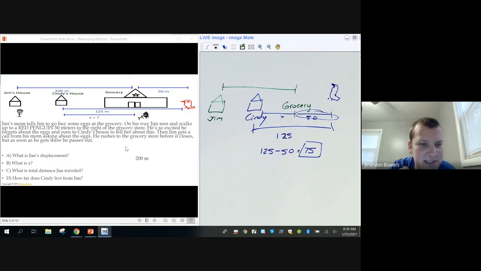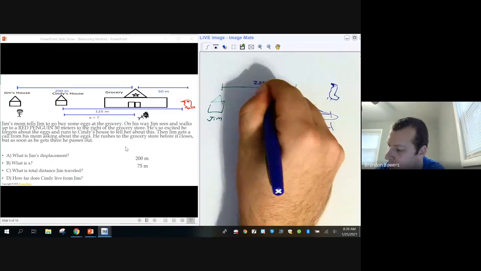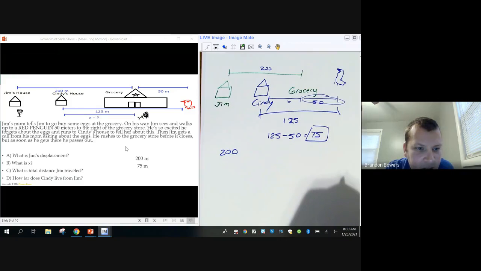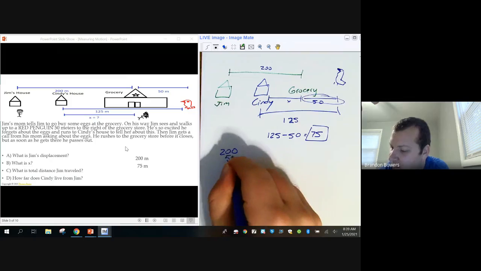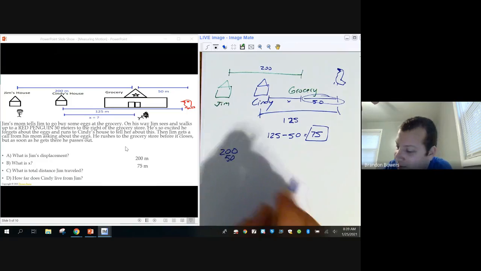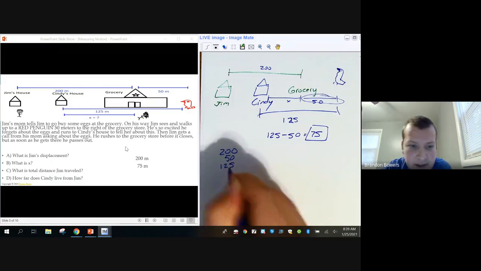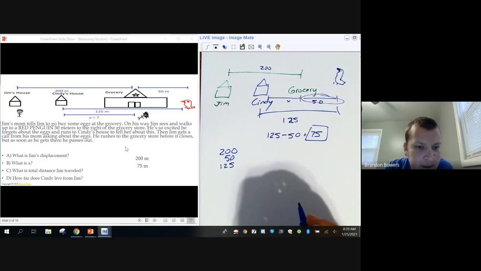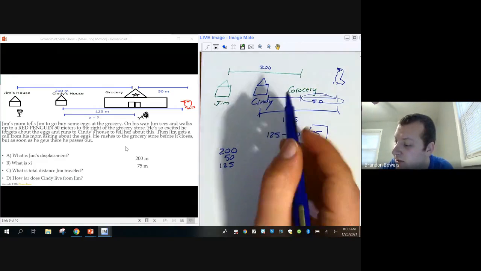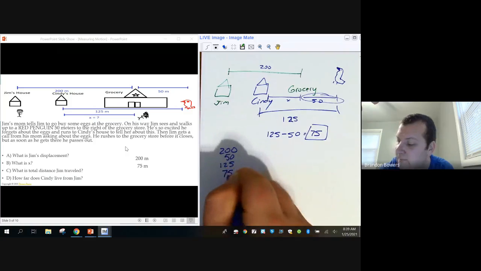What is the total distance Jim traveled? Well, all right, let's do this. Jim walked to the grocery store, which is 200 meters. So he walked 200 meters. Then he sees and walks to a red penguin 50 meters to the right. He forgets about the eggs and runs to Cindy's house. Well, Cindy's house is 125 meters. And then he gets a call from his mom saying you have to go to the grocery store. Well, we just calculated x to be 75.